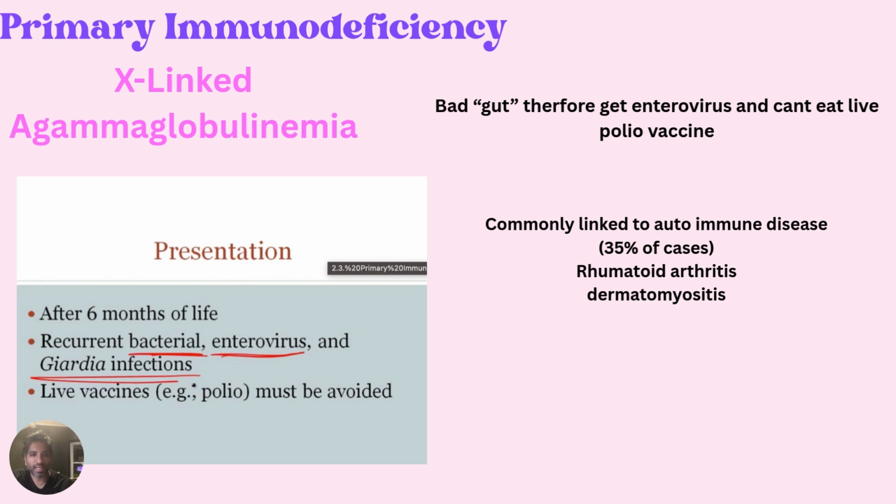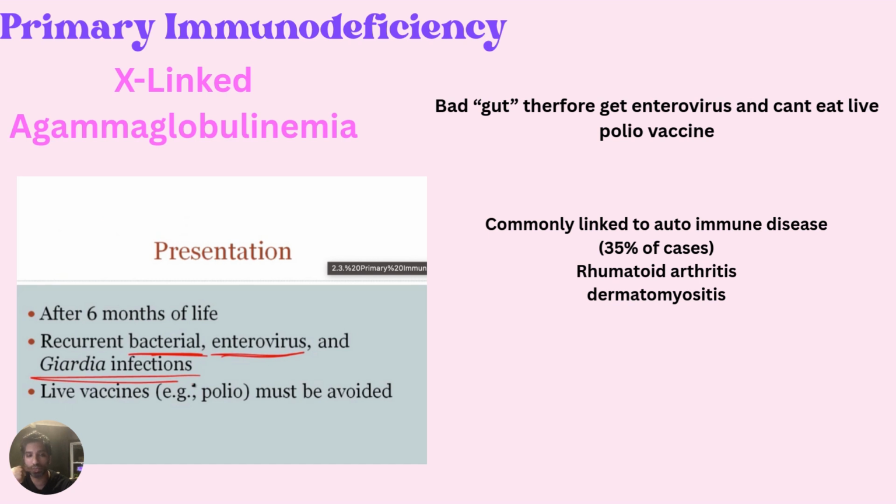Since it's X-linked agammaglobulinemia, there are a few things that can happen. Since you have no immunoglobulin, this is a great time to memorize what the immunoglobulins do, right? So you don't have IgG, so you can't opsonize bacteria. That's why you get recurrent bacterial infections. You don't have IgA. IgA is mucosa, right? Anytime you think IgA, you think open your mouth, mucosa. And what organs have mucosa?